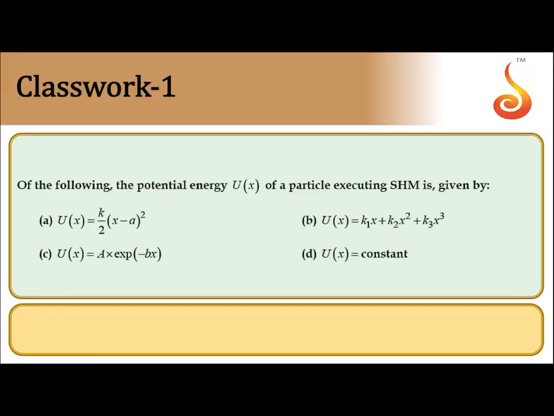Example 1. Of the following, the potential energy of a particle executing SHM is given by. Simple question. Remember, the potential energy is of the form half k x square. So it must be basically a function of x square, not involving any other terms.